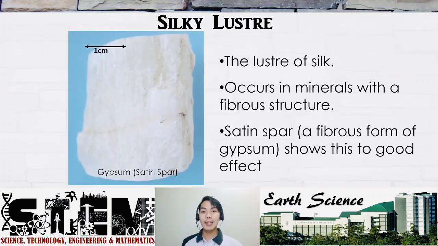Next, under non-metallic luster, we have silky luster, or the luster of silk. It occurs in minerals with a fibrous structure. For example, we have the satin spar, a fibrous form of gypsum, and it shows this to good effect. If you look closely at this sample, or in this picture, there seems to be a fibrous, silk-like structure, or strand-like structures, and that is what we call a silky luster.